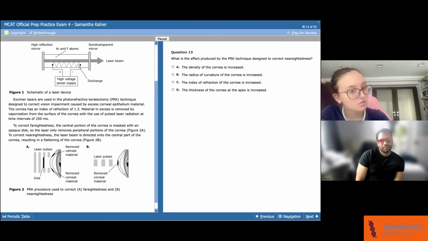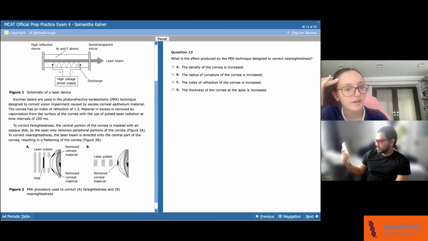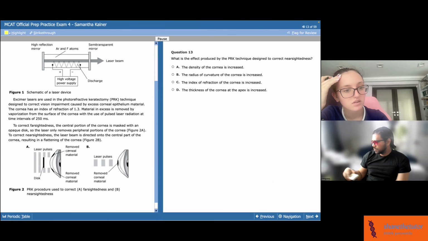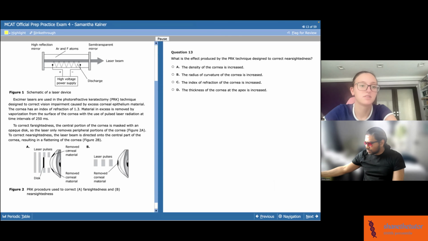Excimer lasers are used in the photoreactive keratectomy technique designed to correct vision impairment caused by excess corneal epithelium material. Is that like LASIK?